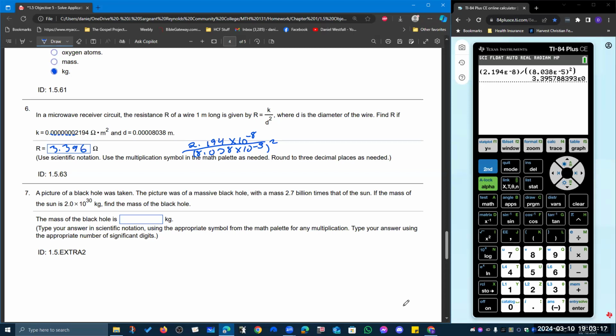And then a picture of a black hole was taken. The picture was of a massive black hole with a mass 2.7 billion times that of the sun. The mass of the sun is 2.0 times 10 to the 30th kilograms. Find the mass of the black hole. So 2.0 times 10 to the 30th times 2.7, and then billion is times 10 to the 9th. This was kilograms.